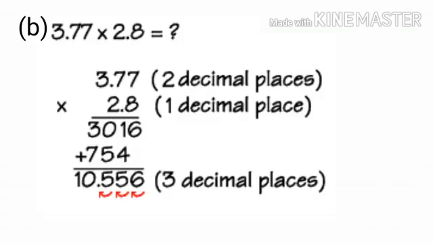Second example is 3.77 into 2.8. So, here also both decimal numbers we will consider as ordinary numbers and then we will multiply. After multiplying, we will put the decimal point after 3 digits. So, the final answer is 10.556. Note down this also in your notebook.